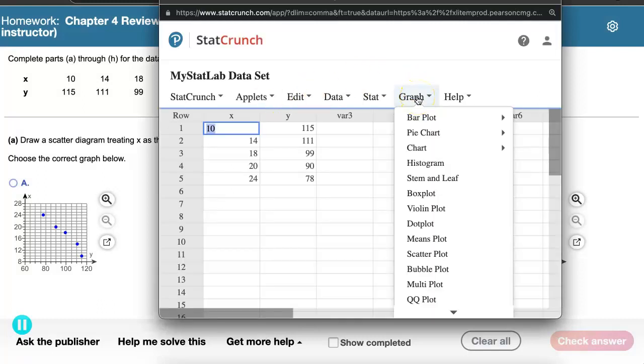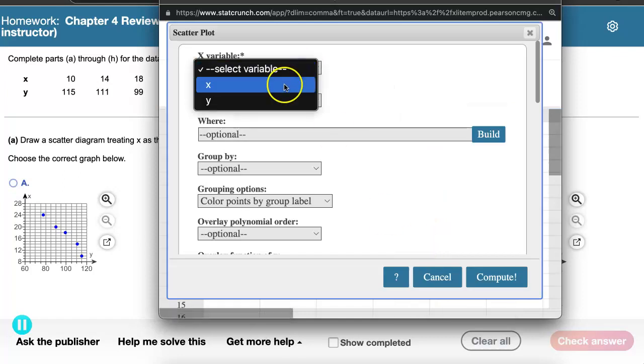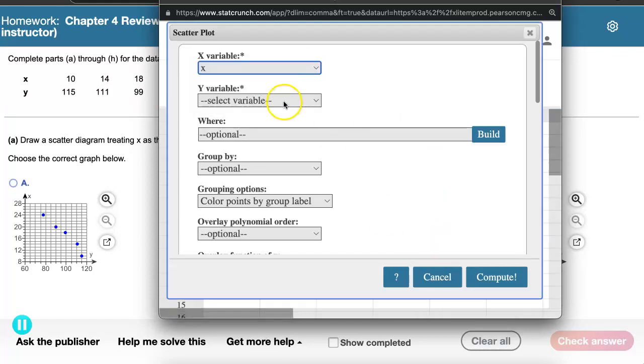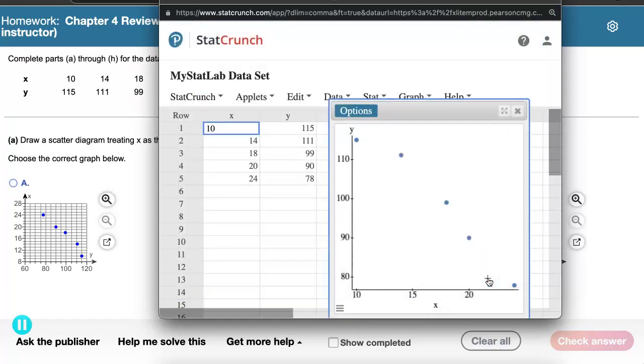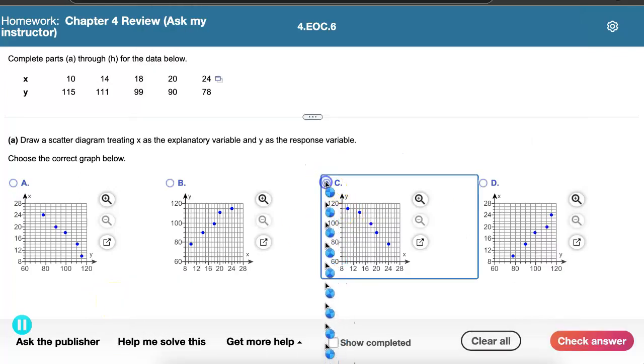We will then go to Graph, Scatter Plot. We'll make sure that we select X for the X variable and Y for the Y variable and Compute. And this gives us an idea of what that scatter plot should look like. Just make sure that you pay attention to the scale in case you have to select a better option over one that looks very similar to this. Looks to me like this would be our best option.